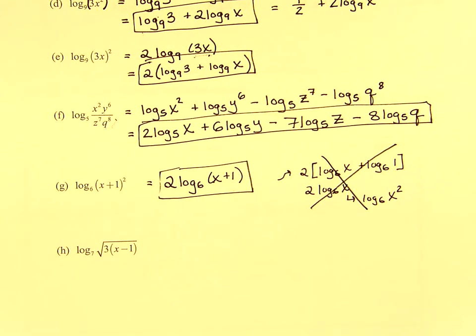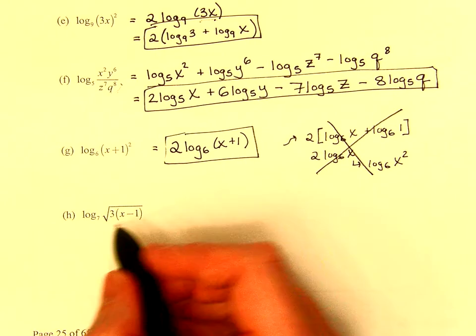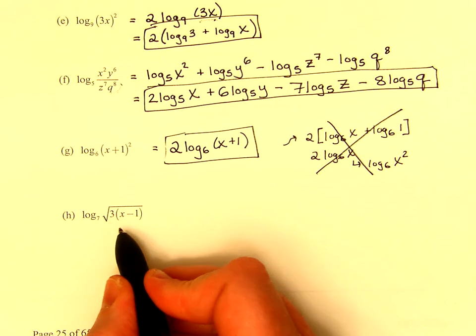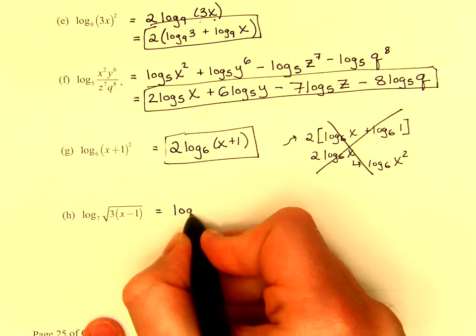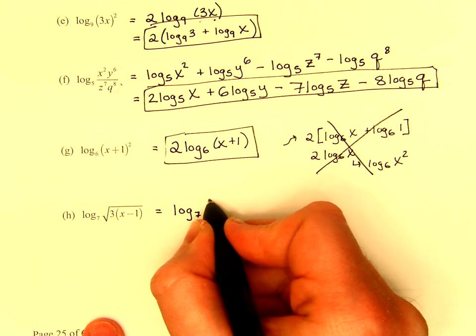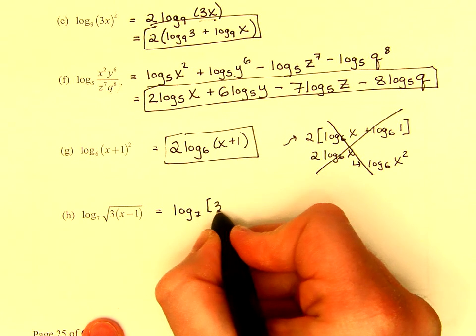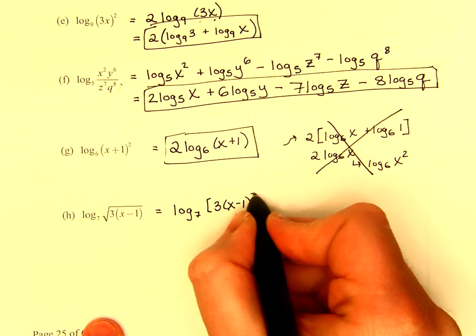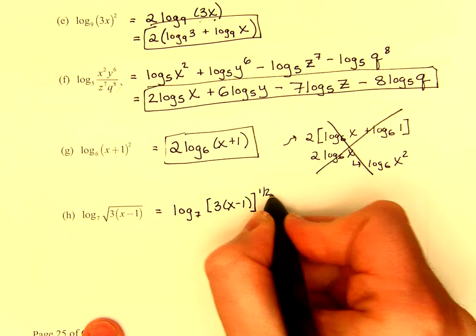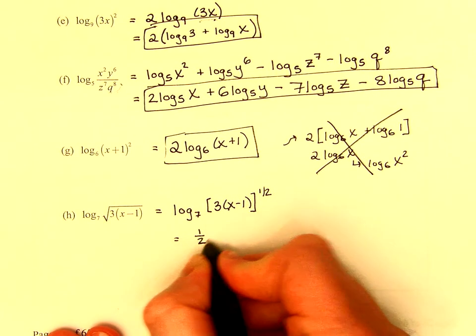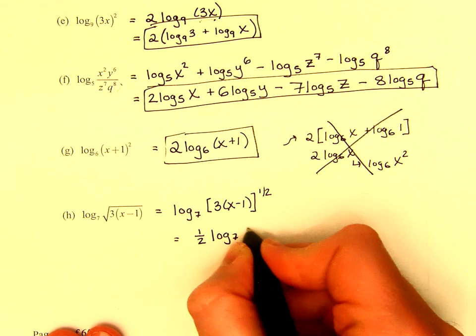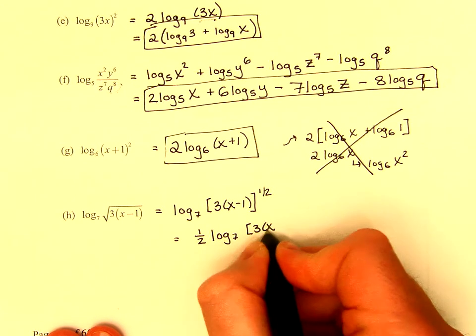One more of these. Letter H, log base 7 of the square root of 3 times x minus 1. Well, first of all, I know that a square root is like a 1/2 power, so I'm going to write this as log base 7 of 3 times x minus 1 in parentheses to the 1/2. Now this is kind of like letter E or letter G. I'm going to deal with that power, that's my outermost thing. I'm going to say this is 1/2 times log base 7 of 3 times x minus 1.